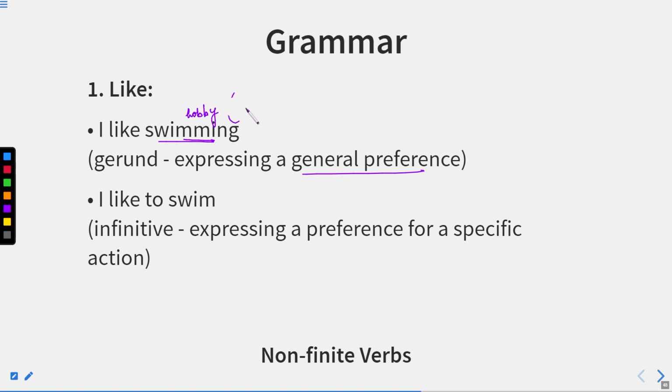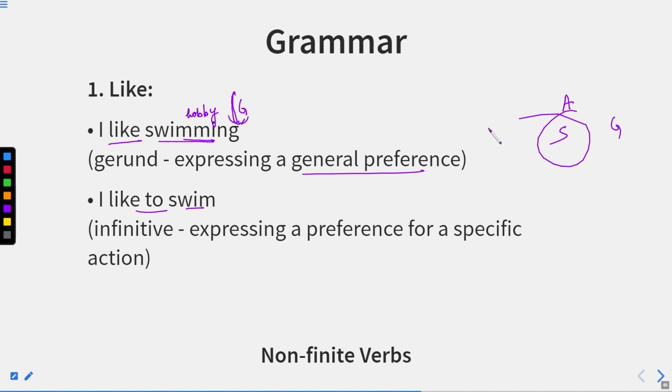This is a gerund, or the object over here. So what do I like? This "like" means I'm showing my hobby. But if I say "I like to swim," it means I'm preferring it over something else. Suppose someone has given me two options: either you swim or you go for a walk. What I preferred was swimming, so there I can use "I like to swim," an infinitive expressing a preference for a specific action.